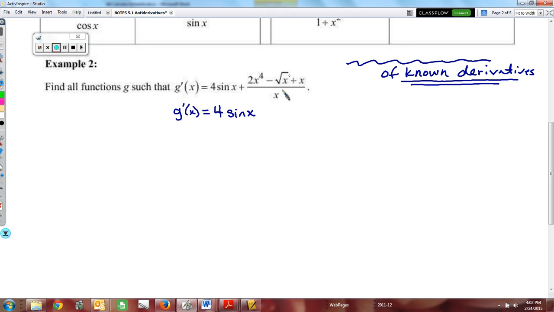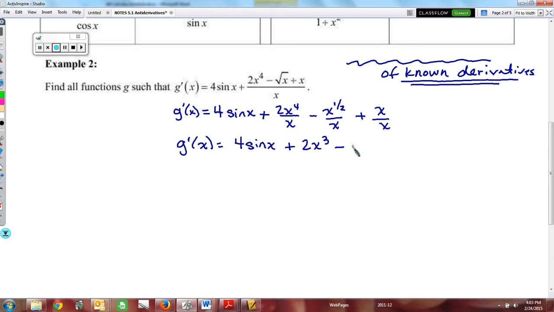However, this fraction thing does, because I don't have to work backwards from a quotient rule problem. But I notice that I have a sum and difference over a single term, which means I can split this into 3 separate terms. And I'm going to also rewrite everything with powers. So that's going to give me my derivative in the form 4 sine of x plus 2x cubed minus 1/2 minus 1 x to the negative 1/2 plus 1.